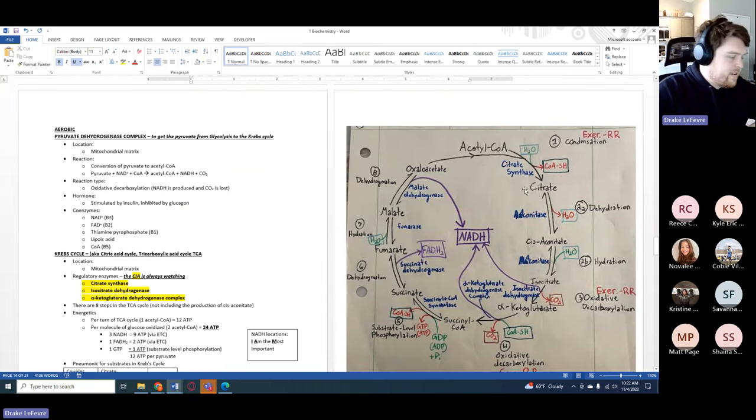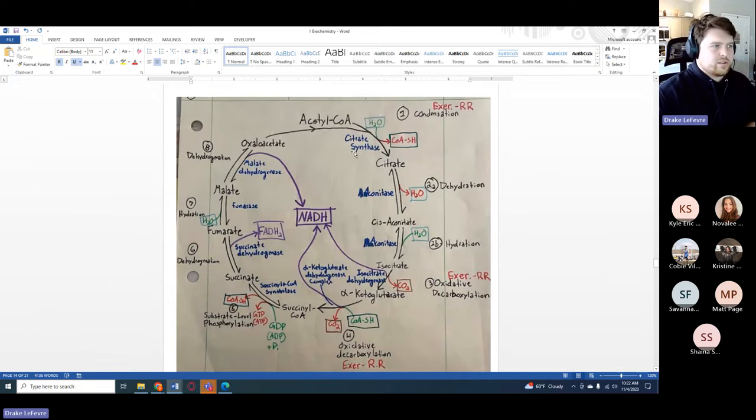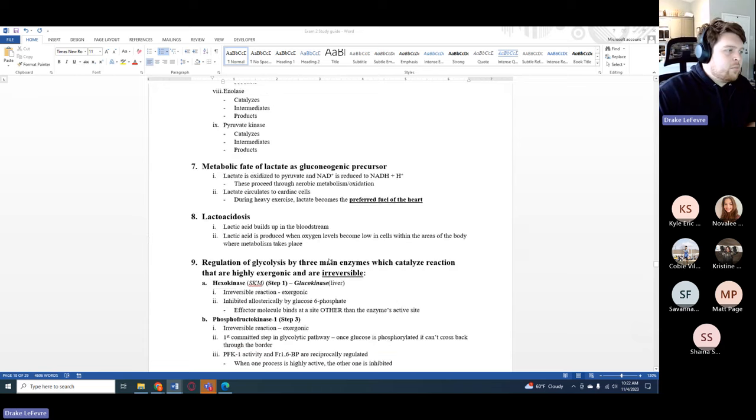Citrate is our very first intermediate in the Krebs cycle. So if we have a bunch of citrate present, then we don't want to continue the process of pumping it down, because we already have a whole bunch of citrate being activated within the citric acid cycle. So we don't need to keep pumping out more.